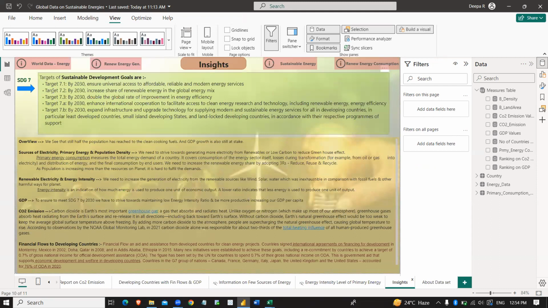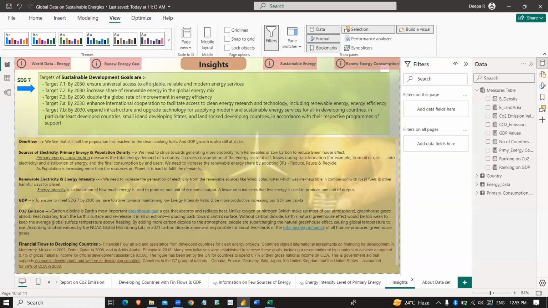Okay. So here I have tried to bring some insights according to the report. I have already told you about sustainable energy. Here we have the sustainable development goals, that is, seven targets. All the seven targets I have tried to present over here, that is, what targets we need to reach by 2030.